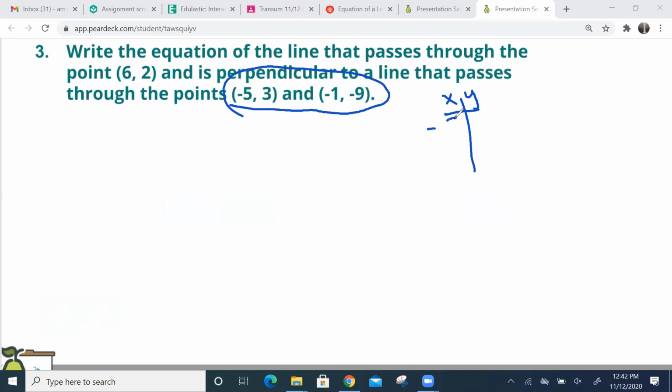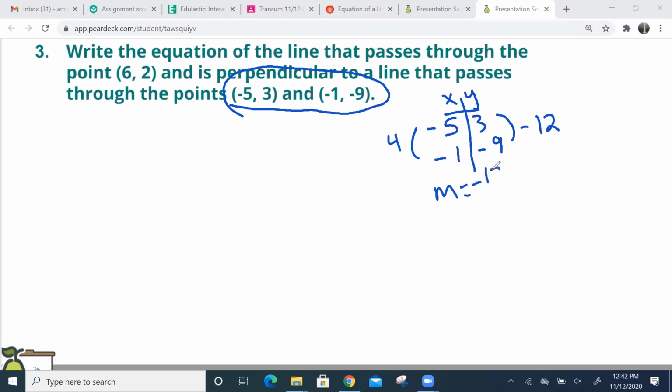Negative 5 and 3, negative 1 and negative 9. Okay, so from 3 to negative 9, let's see, from 3 to 0, that's minus 3, and then another minus 9, that's going to be minus 12. And then from negative 5 to negative 1, that'll be positive 4. So the slope here is negative 12 divided by 4.